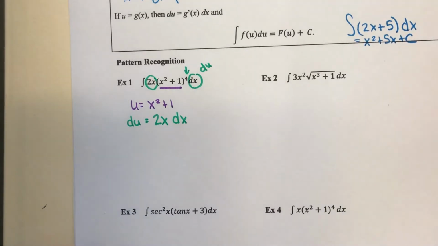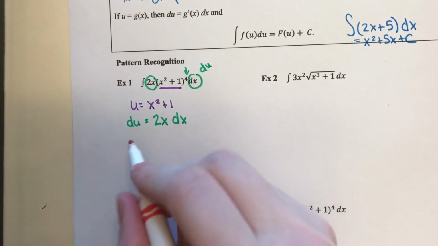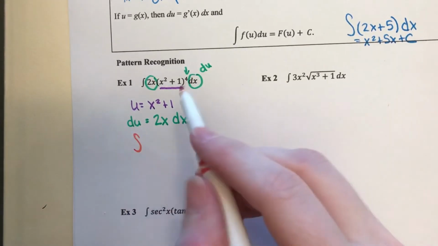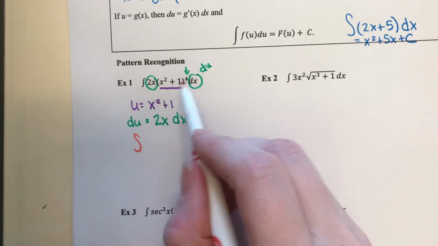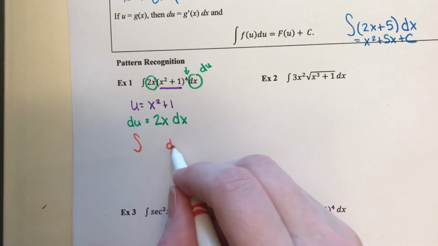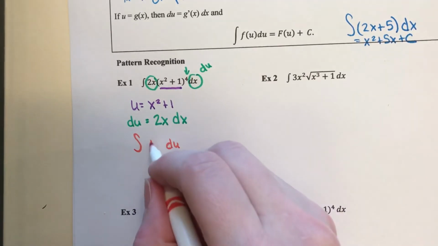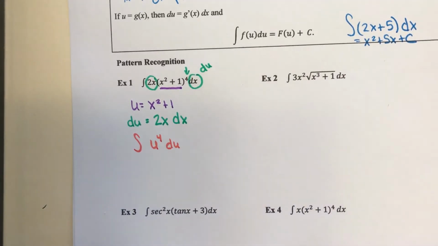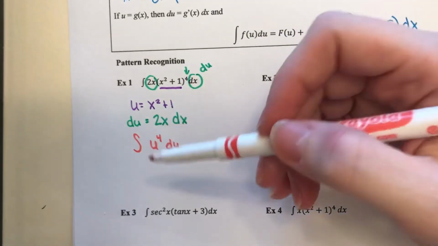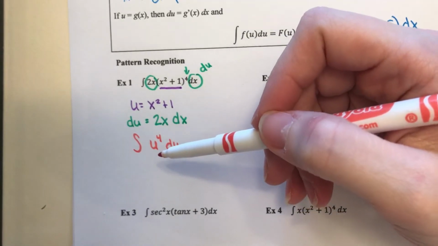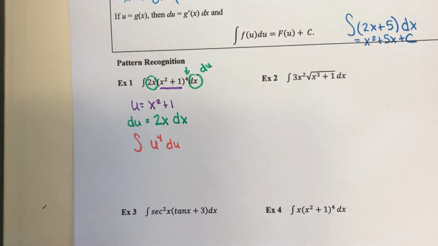So now what we're going to do is rewrite our problem. We have the integral. The part that I circled is du. The part that I underlined is u, and then I have a 4. So I'm going to write that as u to the 4th du. So now I've taken a pretty complicated problem and I've simplified it down to just u to the 4th. Now I'm going to finish this up.